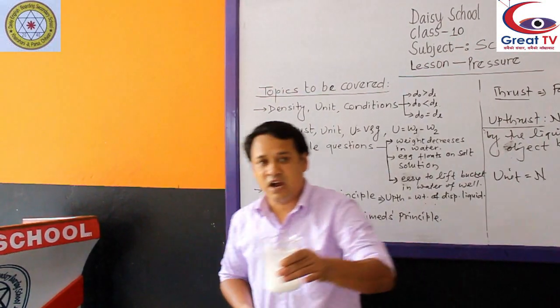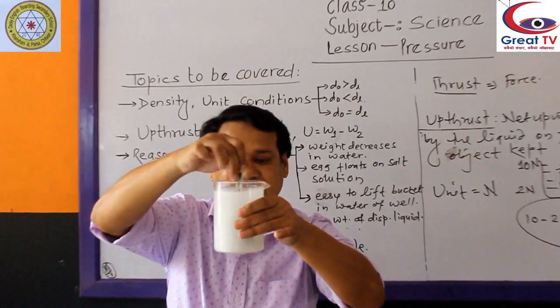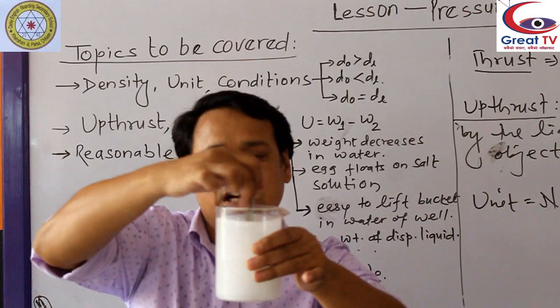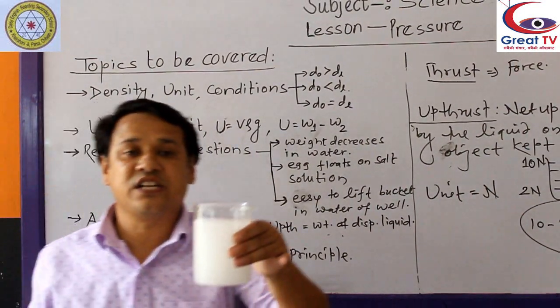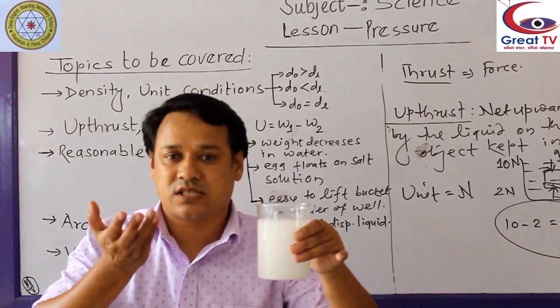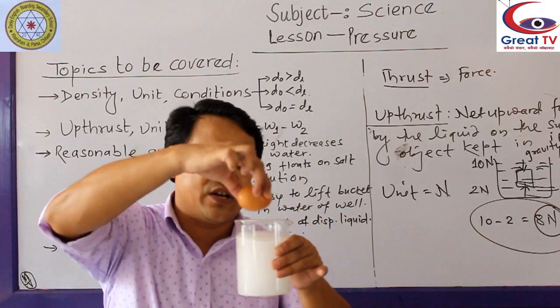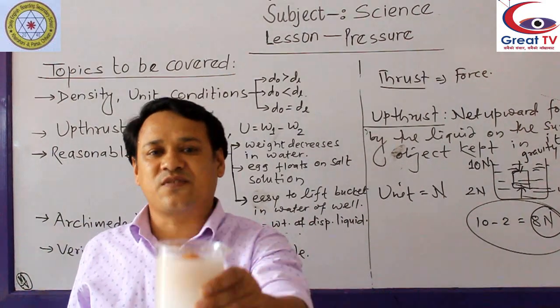So I have kept some salt here. Stir it. It is salt solution. When we dissolve some salt in water, its density increases. Now, keep the same egg in it. You can see, the egg is floating.